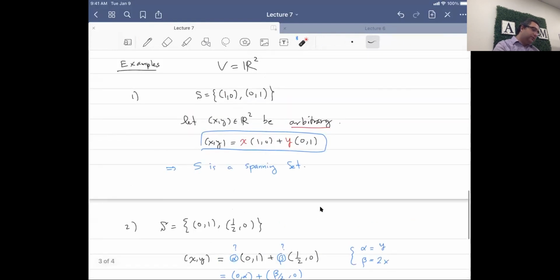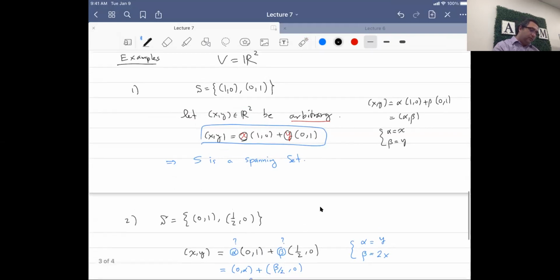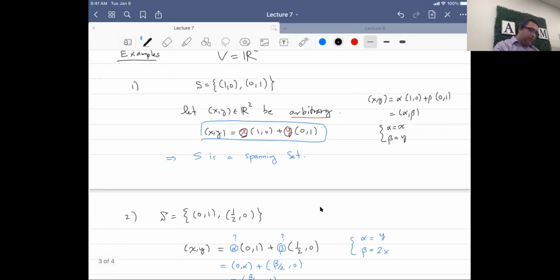So the first example could have been the same, right? I mean, XY. Can we find some alpha times (1, 0) plus beta times (0, 1)? But this gives us alpha, beta then. So this tells us alpha should be X, which is what I did, and beta equals Y. With (0, 1) and (1, 0), that's the same. So the order doesn't matter, right?